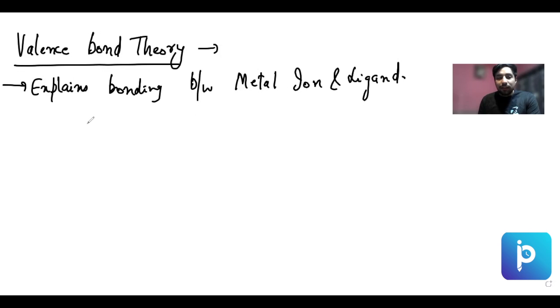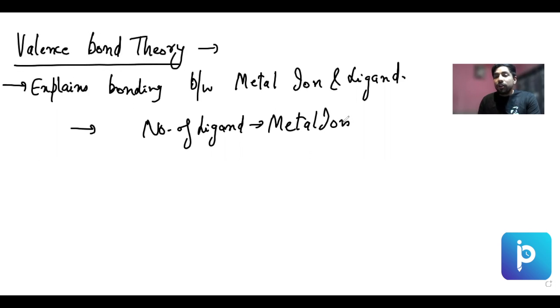Okay, now this we have already discussed in our previous classes, that the number of ligands which bind to the metal atom, okay, that is called its coordination number. Coordination number is the number of ligands which are attached directly to the metal atom. Now proceeding further, we have to discuss how those coordination number of ligands are attached to the metal ion. Okay, that is what we have to discuss today.